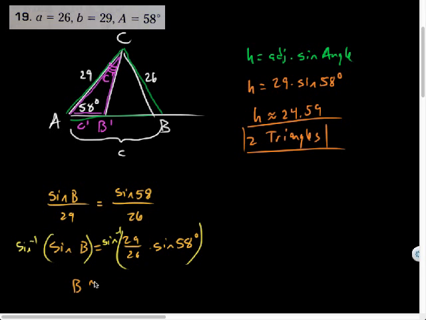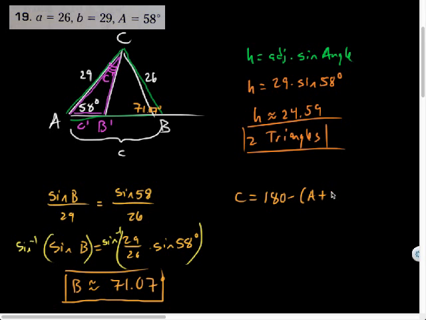So angle B is going to be approximately, let's see, second, sine inverse, 29 divided by 26 multiplied by sine 58, close parentheses, and I get angle B is 71.07 degrees as my approximation. So there's angle B. All right. So now I can find angle C, the big version of it, right? And angle C I could find by doing what? You got it. 180 minus the sum of those.